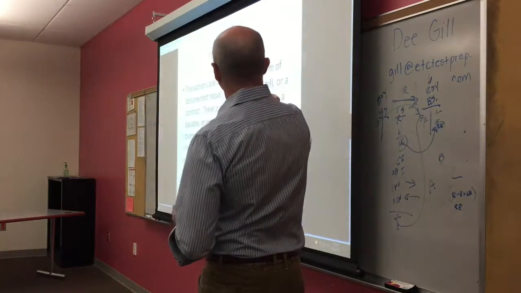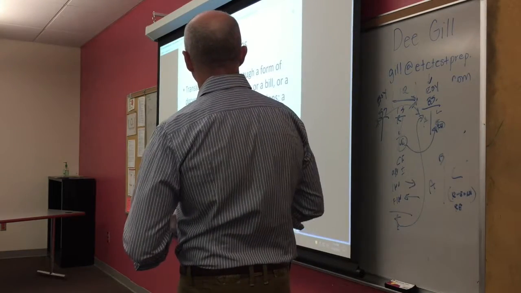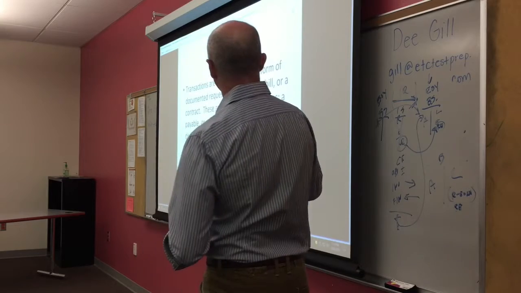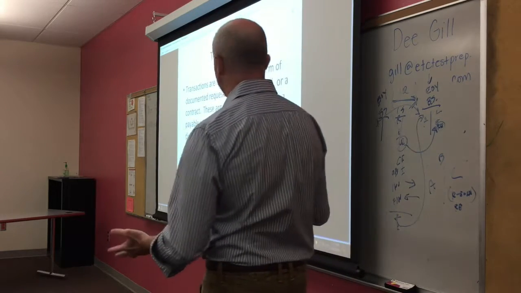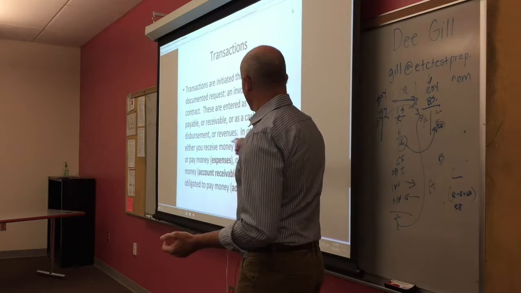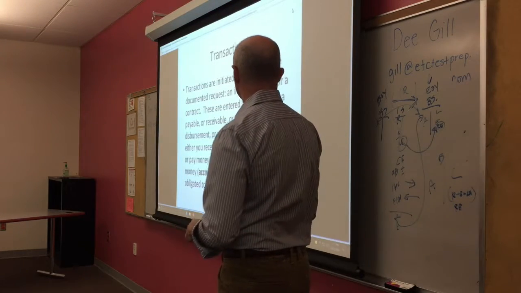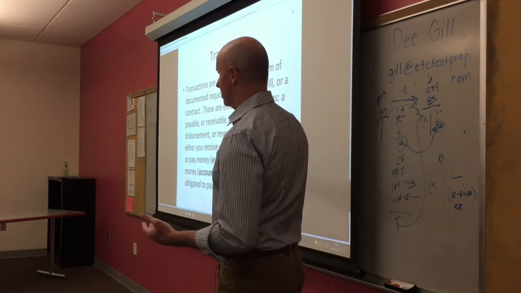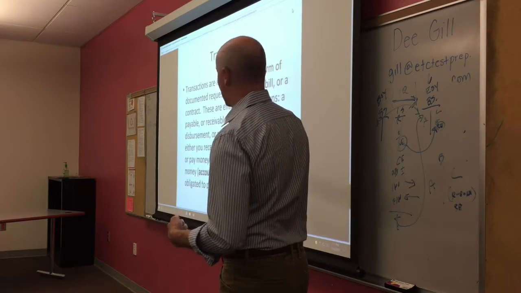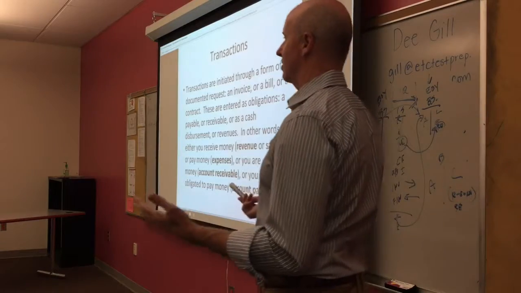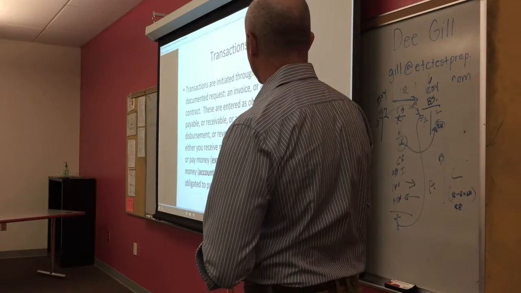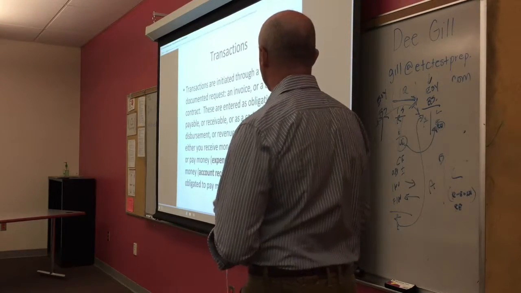Like we said, through an invoice or bill or something, they're entered as obligations, either a payable, a receivable, cash disbursement, revenues. Either you receive money, or you pay money as expenses, or you're owed money, an accounts receivable, or you're obligated to pay money, an accounts payable. That's basically the accounts you're going to have, right?